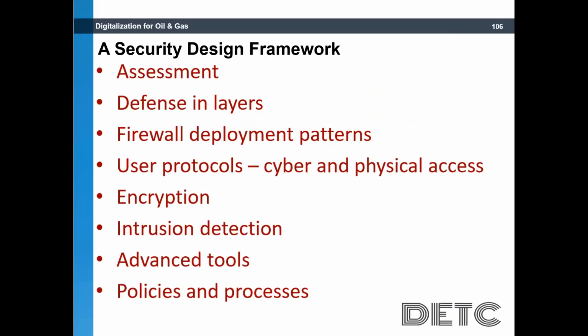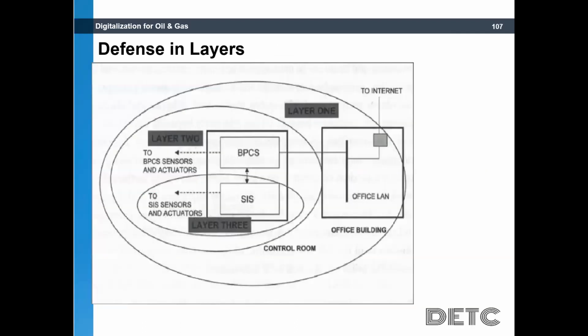The secure network framework involves periodic assessment, defense in multiple layers, the deployment of firewalls for the industrial network, and the data and information flow models, the use of cyber physical access, encryption, intrusion detection, and other software tools, as well as policies, regulations, compliance, and workflow processes. This is an example of the defense layers, which contains three layers for more layered protection.